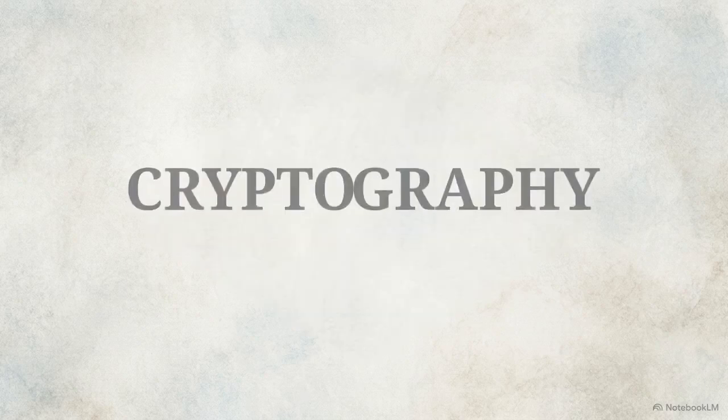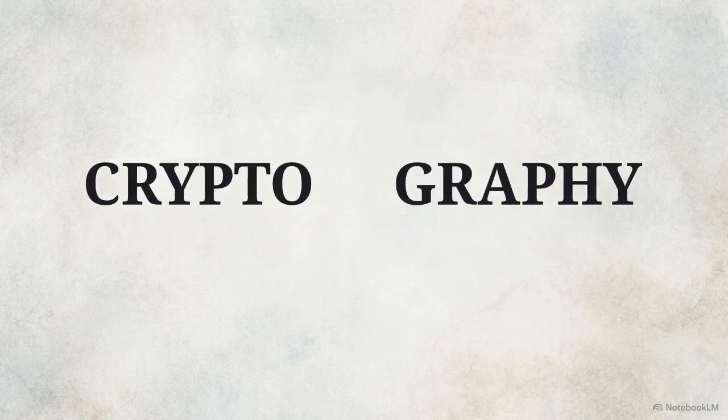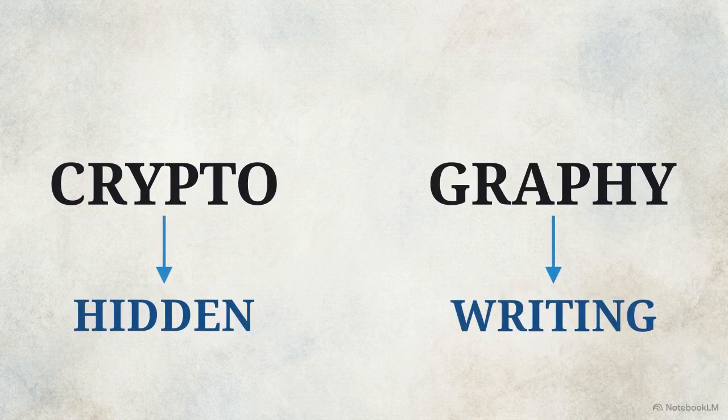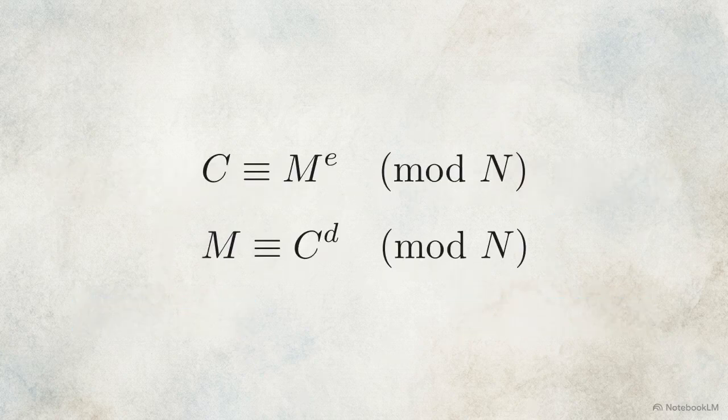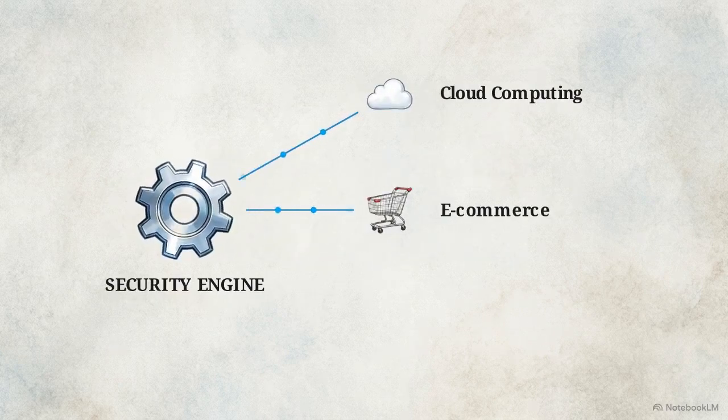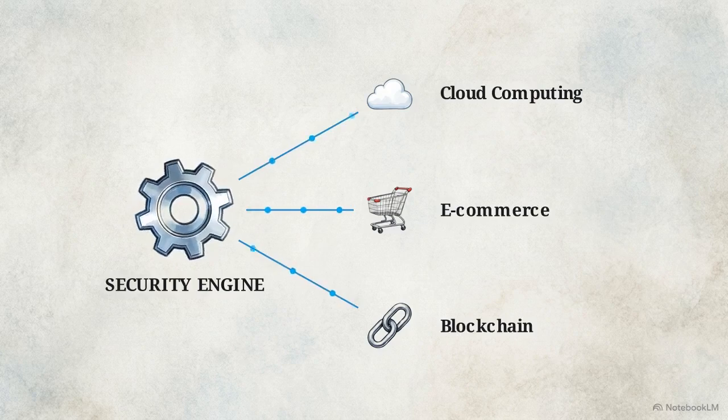The term cryptography originates from ancient Greek. Crypto translates to hidden, and graphy translates to writing. Today, this mathematics of hidden writing is the security engine driving cloud computing, e-commerce, and blockchain architectures.